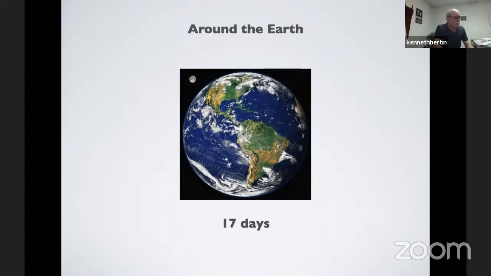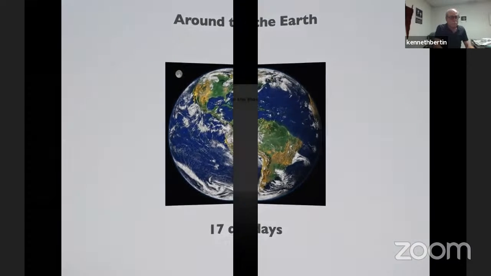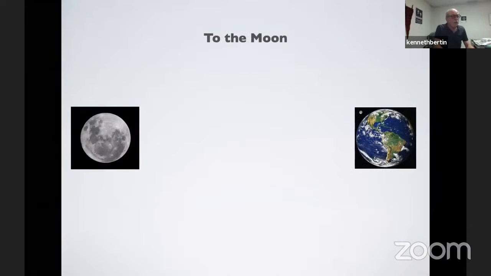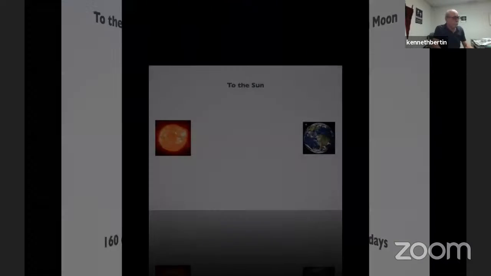Let's drive to the moon. Well, to the moon, it took the astronauts 3 days in the Apollo capsule, but in our car, it's going to take us, let's see, how about 160 days, about 5 months. That is about the right time, and that would be in your car going 60 miles per hour.